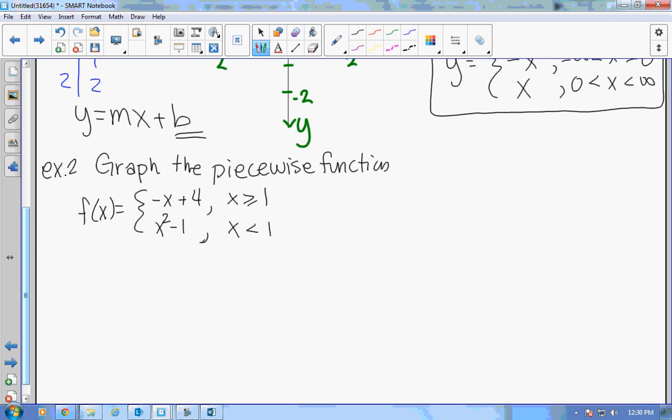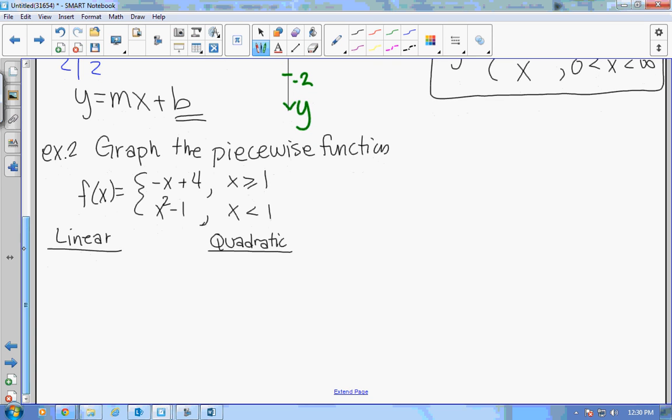Okay, we have a couple different functions here. Justin, what type of function's on top? Negative x plus 4. What type of function is that? X to the first power? Is this quadratic? Linear, right? Because it's x to the first power. What about this one on bottom, Miriam? X squared minus 1. That's quadratic. So we have two pieces. We have a linear piece, and then we'll have a quadratic piece. And we need to get points for both of them so that we can graph them.